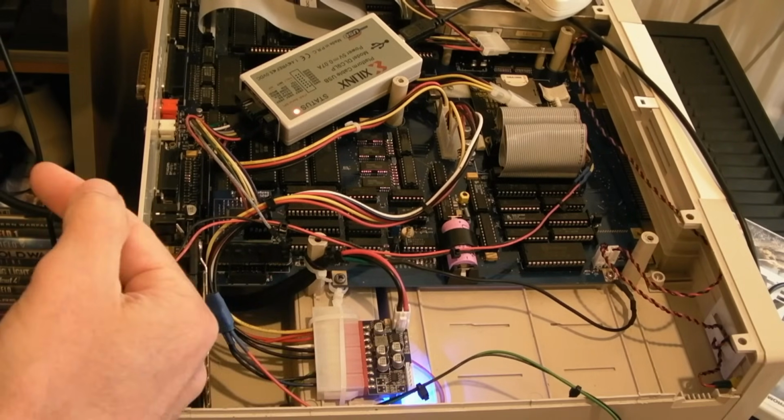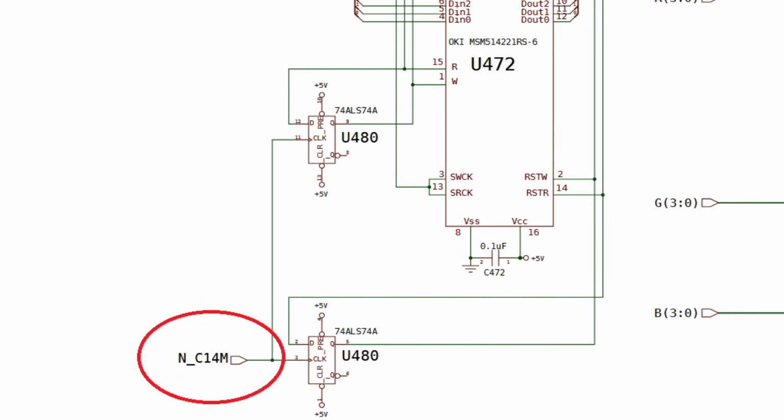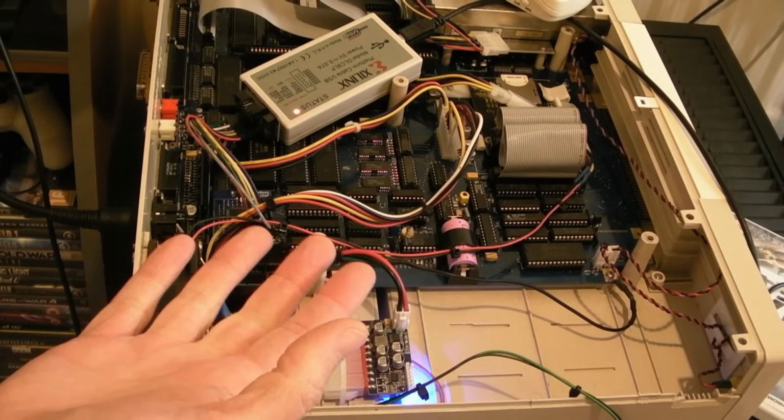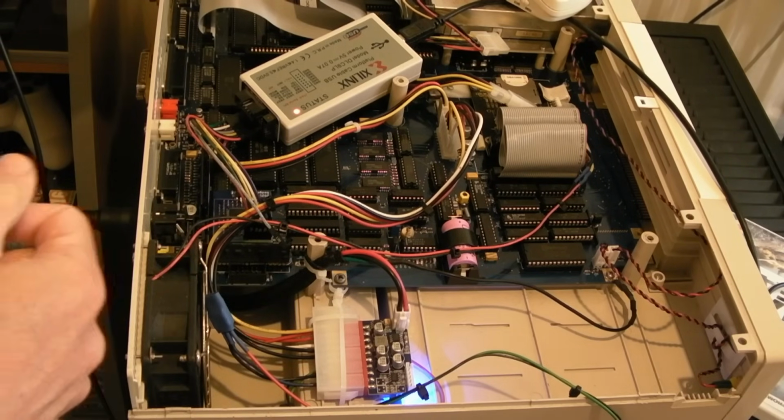On the diagram, the 3000 schematics, it shows 14M, N_14M. What's the N? Does that mean it's inverted? It could be. It could be an inversion of the 14 megahertz clock.